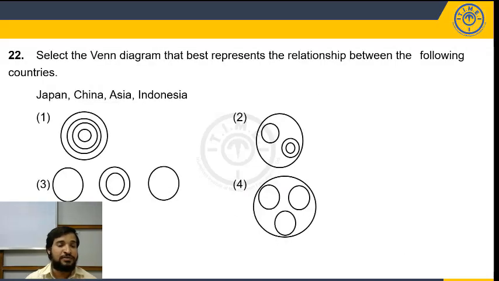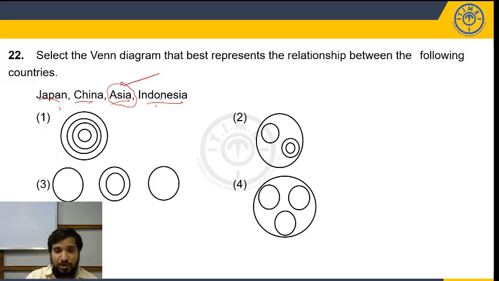Next, select the Venn diagram that best represents the relationship between the following countries. What's given? Japan, China, Asia, Indonesia. If you observe, Asia is a continent and the remaining 3 are countries. That is, Japan, China, Indonesia are the countries which are in the continent of Asia.